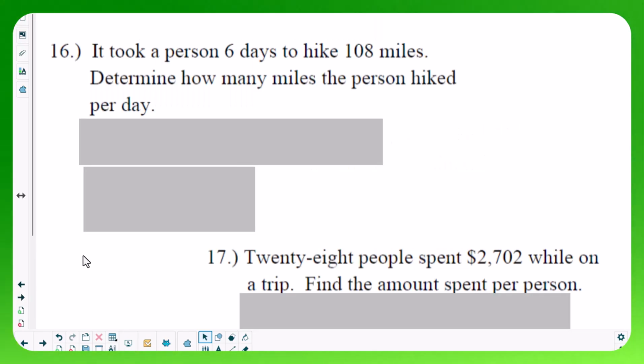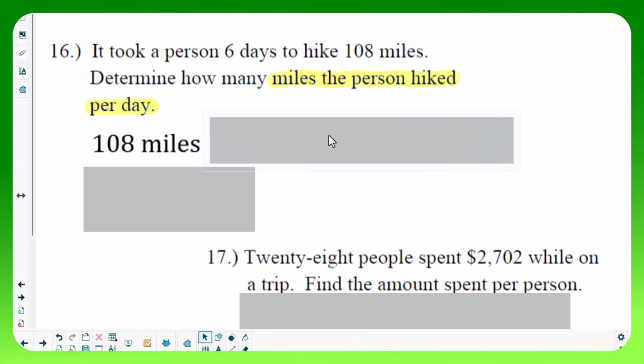Next one is number 16. So for number 16, it says it took a person 6 days to hike 108 miles. Determine how many miles the person hiked per day. We are trying to find the number of miles per day. We want to take our number of miles, which in this case is 108 miles, divide that by 6 days.